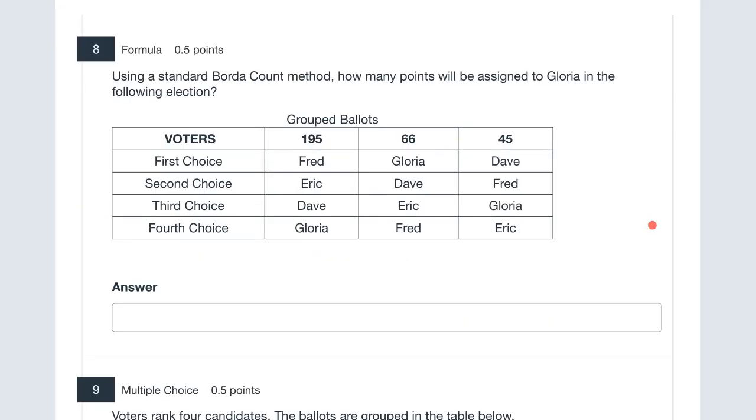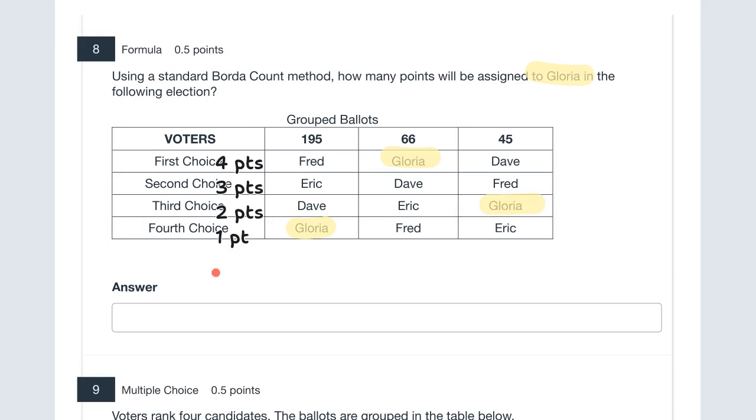Back to a Borda count method, right? 4 candidates. So first place is worth 4 points. Second place is worth 3 points. Third place is worth 2 points. And last place is worth 1 point. And we are doing Gloria here. Last place, first place, and third place, right?